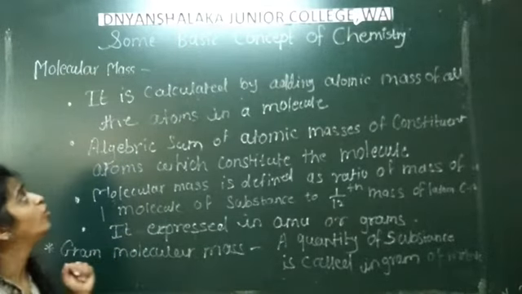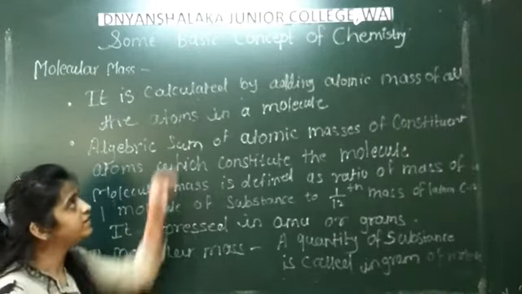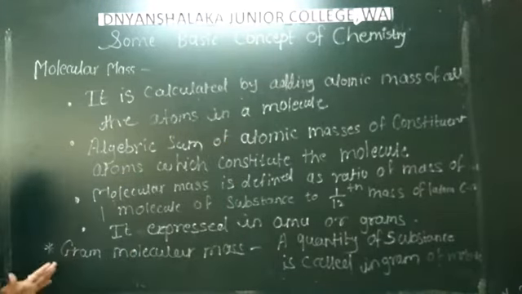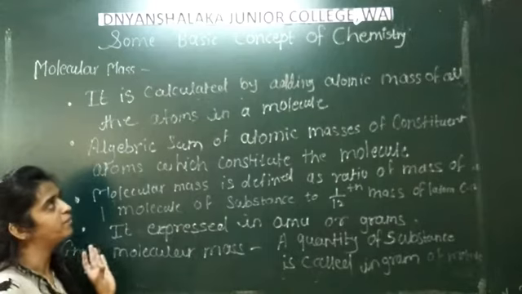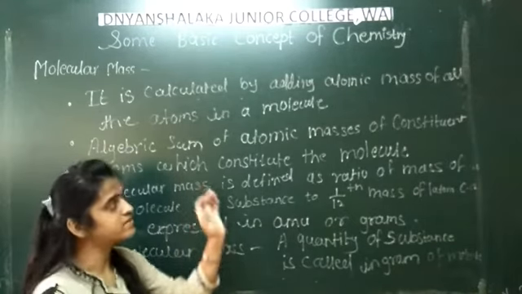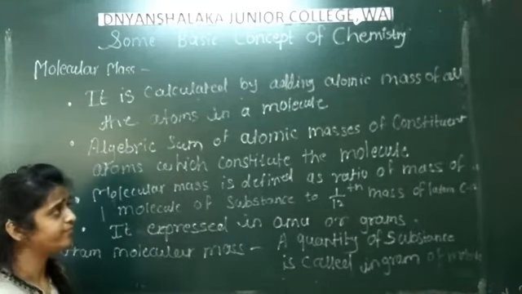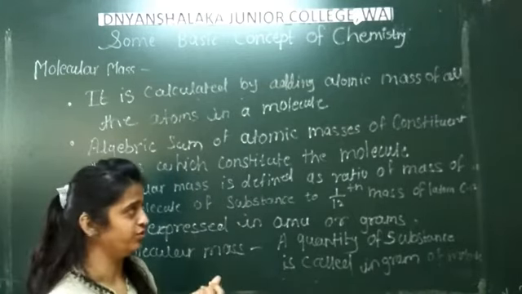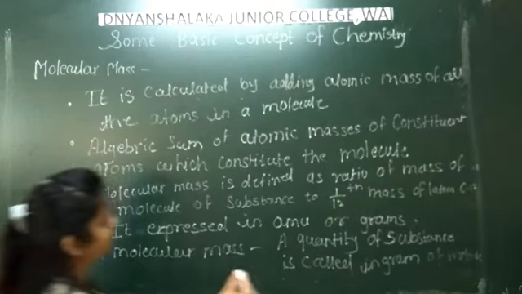So we continue on molecular mass. Molecular mass is calculated by adding the atomic masses of all atoms in a molecule or compound. Another definition: molecular mass is the algebraic sum of the atomic masses of the constituent atoms which constitute the molecule.